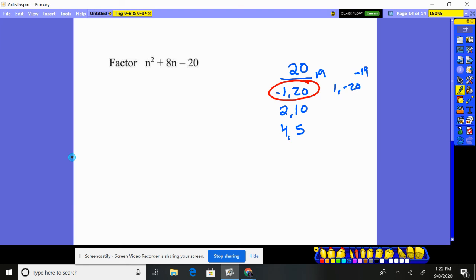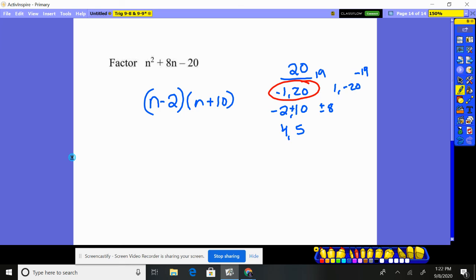On here, 2 and 10, it's either going to create a positive 8 or a negative 8. Well, this is who we want because we want that positive 8, don't we? So to create a positive 8, we're going to put a negative on the 2 and a positive on the 10. So that means we'll have an n minus 2 and an n plus 10.